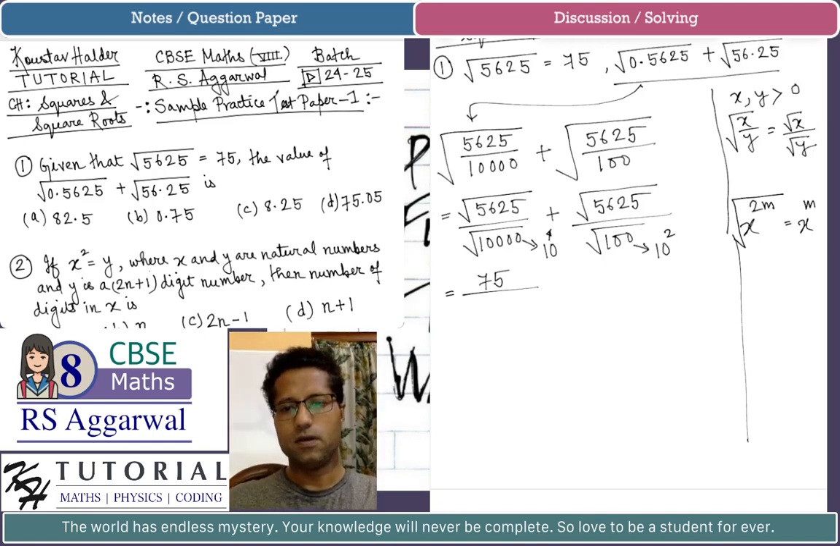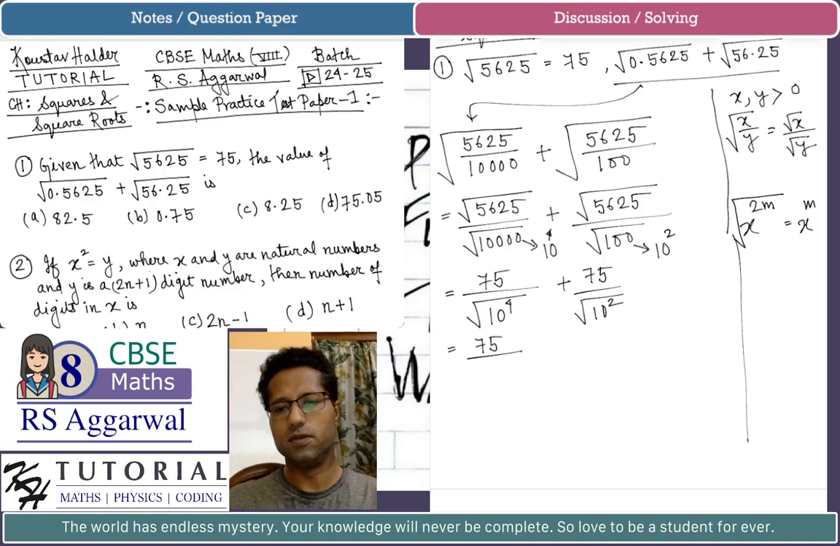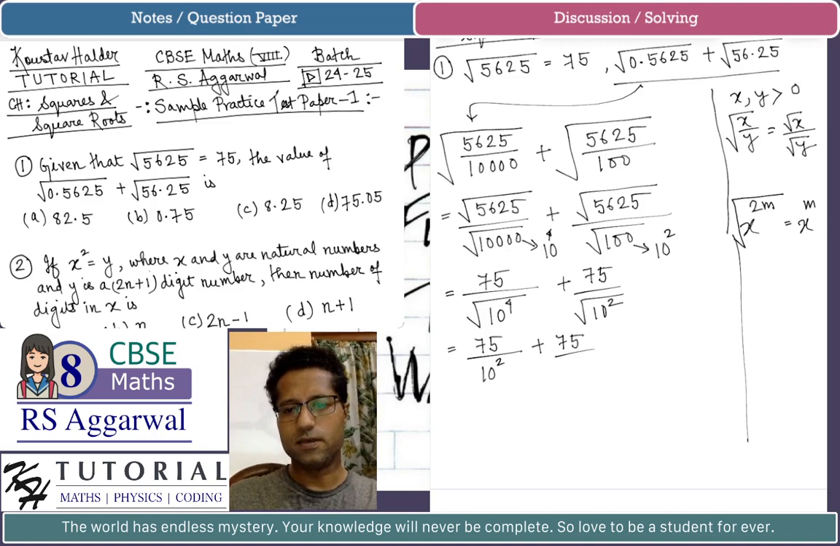So we have now 75 over the square root of 10 to the power 4, plus 75 over the square root of 10 squared. Square root of 10 to the power 4 is 10 squared, and square root of 10 squared is 10.